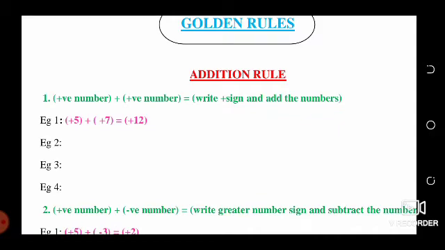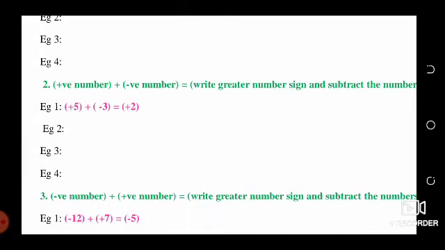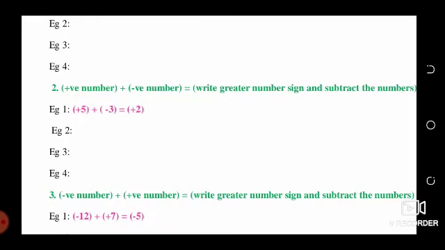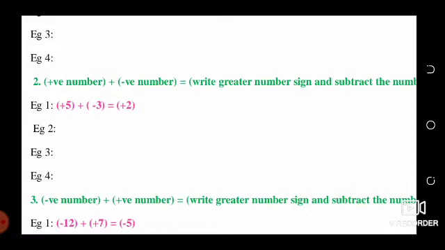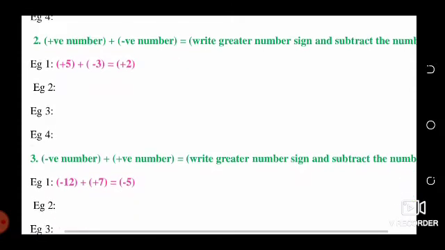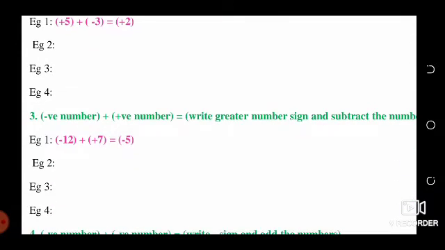Now the second rule is a positive number added with a negative number. For that we have to write the greater number's sign and subtract the numbers. Let us see an example. Plus 5 with minus 3. So we have to add plus 5, a positive number, and minus 3, a negative number. Here the greater number is 5, its sign is plus. So we write the greater number's sign, that is plus, and subtract the numbers. 5 minus 3 is 2. Answer is plus 2.